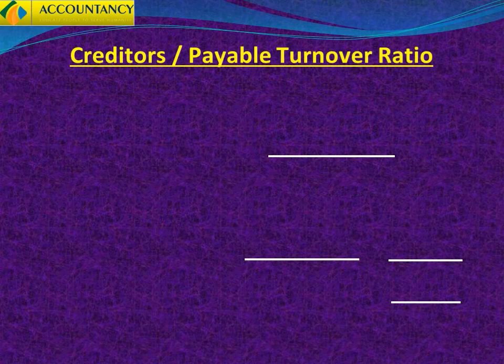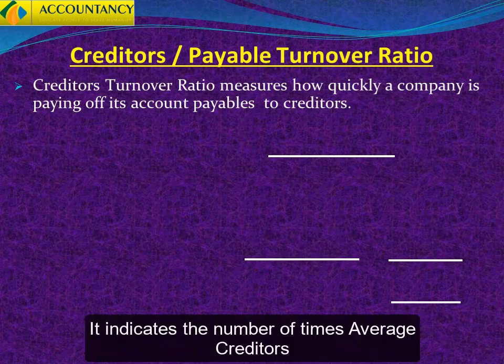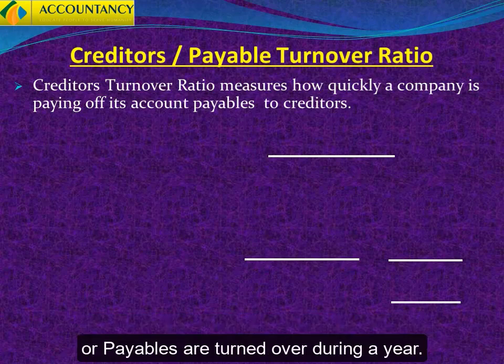Creditors or payable turnover ratio. Creditors turnover ratio measures how quickly a company is paying off its accounts payable to creditors. It indicates the number of times average creditors or payables are turned over during a year.